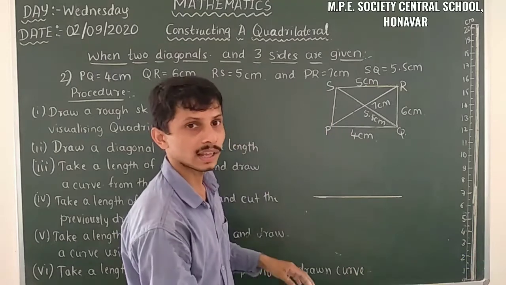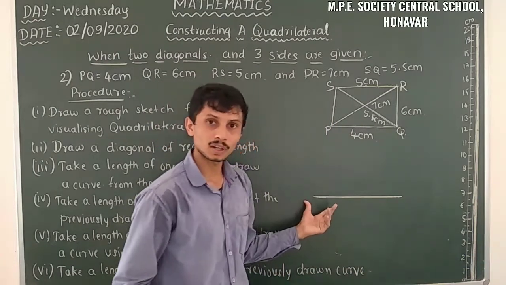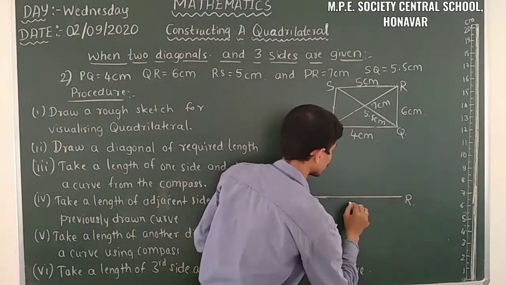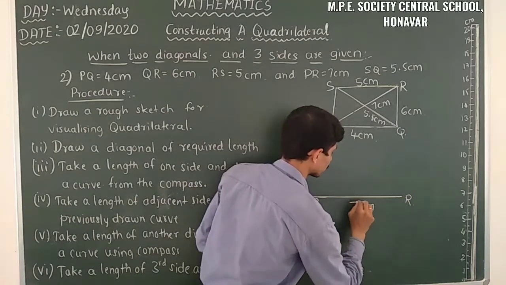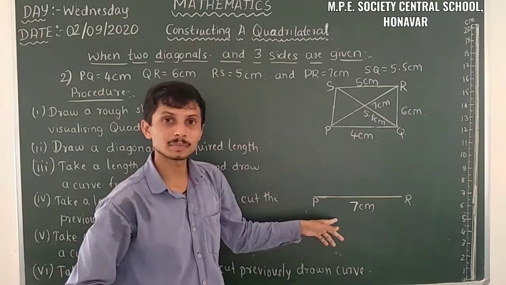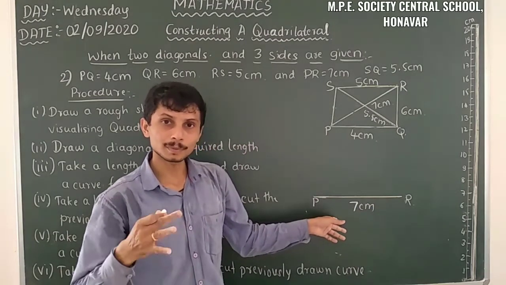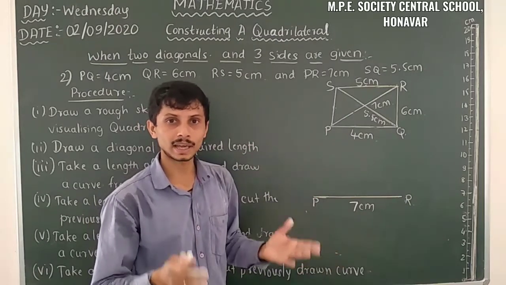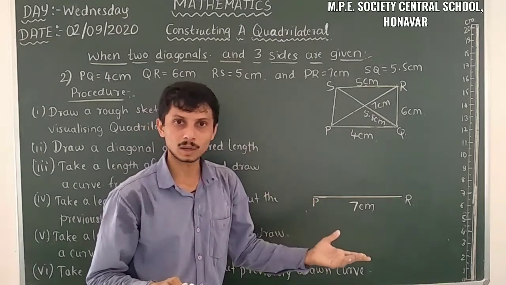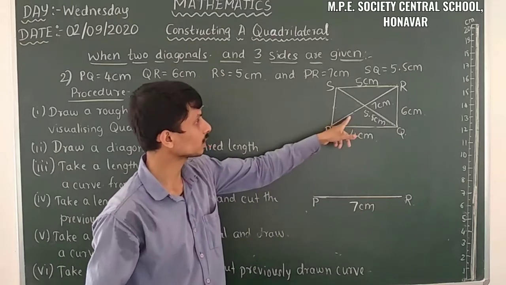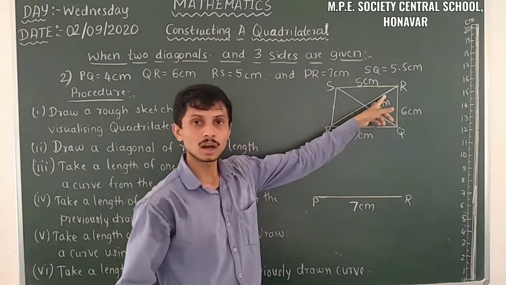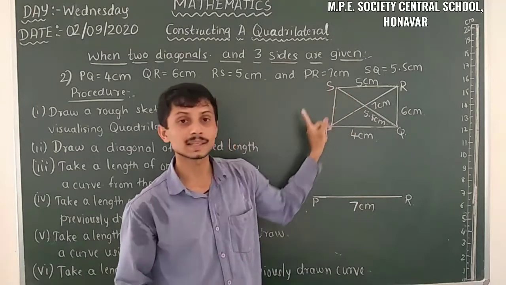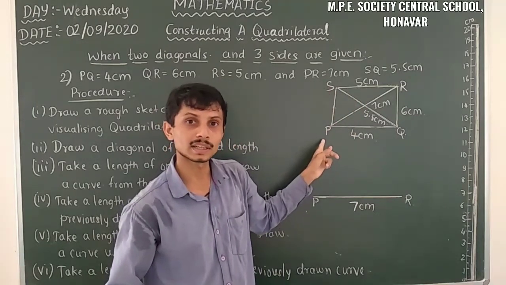This is the length of one diagonal, PR, which is 7 centimeters. After that, what you have to do is select any one side of the diagonal, whether above or below the diagonal. Just observe here, PR. Observe it above the diagonal: here one side is absent. We don't know the length of one side.